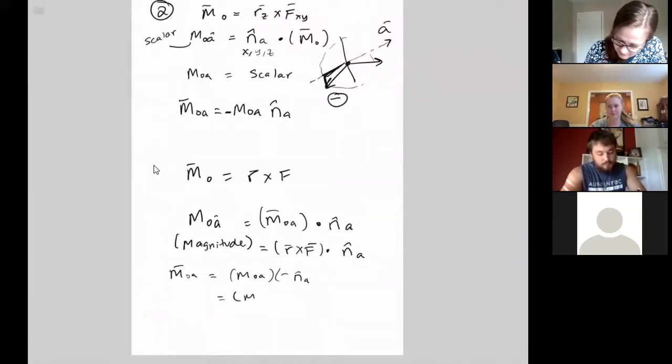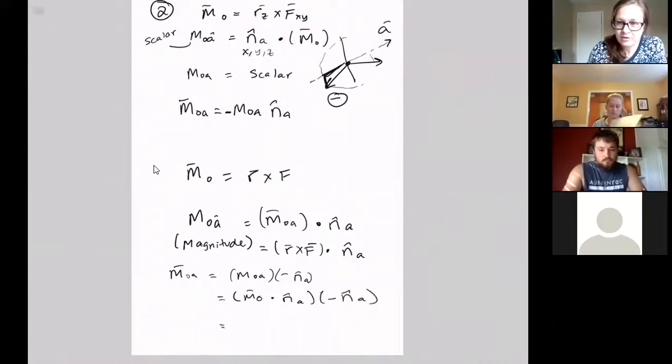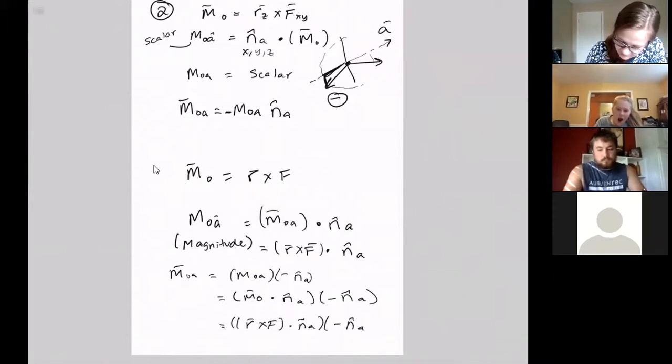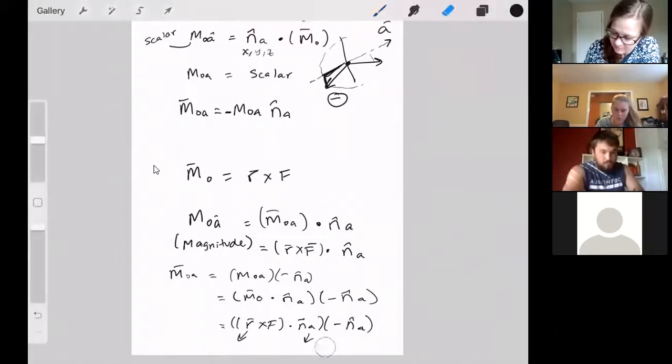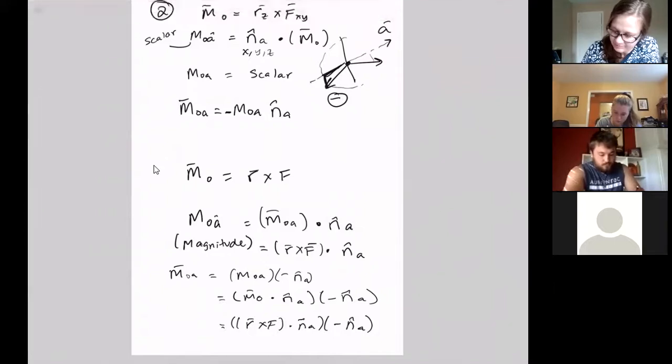Also, you could write that as the vector moment about O dotted with N of A times negative N of A. If you wanted to do more substitution, that is R cross F dotted with N of A times negative N of A. And if you were working this as a problem where you had to find R, you had to actually find the unit vector, so that would probably be R over the magnitude of some R. Sometimes there's some more steps in getting that information, but we're going to see that in the example problem in a few minutes.